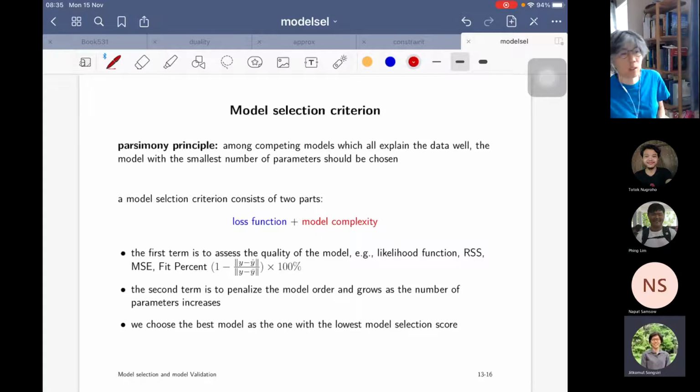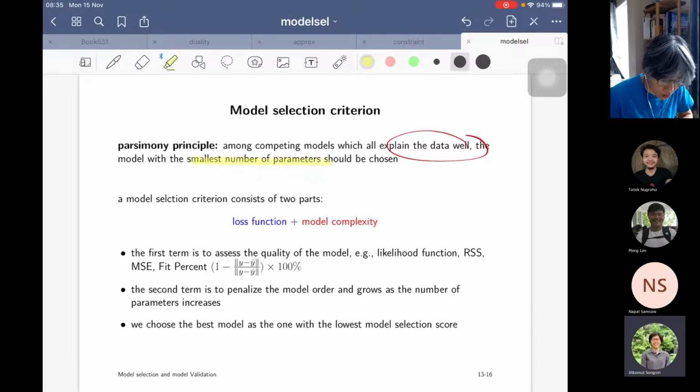The model selection criterion relies on the parsimony principle, also the same concept of bias and variance. You want to choose a model that explains the data very well, but to achieve that quality of the model, you try to pick the model that has the smallest number of parameters as possible. Okay.